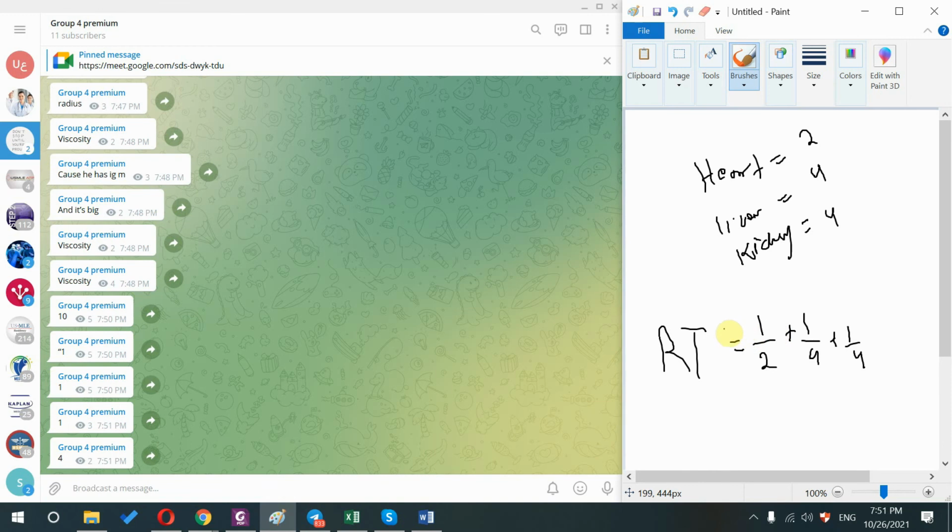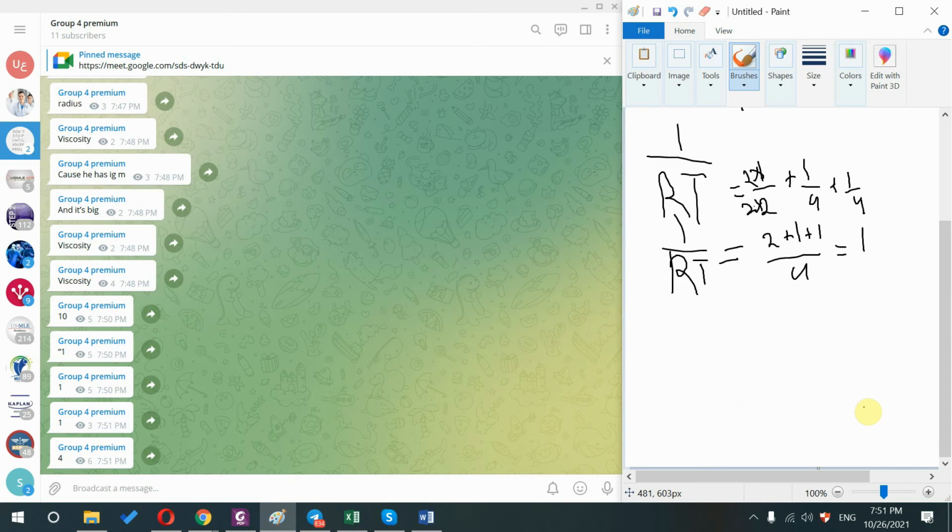And then you do just mathematics, guys. So multiply by 2, multiply by 2. So 2 plus 1 plus 1, divided by 4, and that is equal to 1 over RT. Don't forget the 1 here, guys. So that all is equal to 1. Excellent, a lot of people got it actually. So RT is equal to 1. Makes sense? Good.